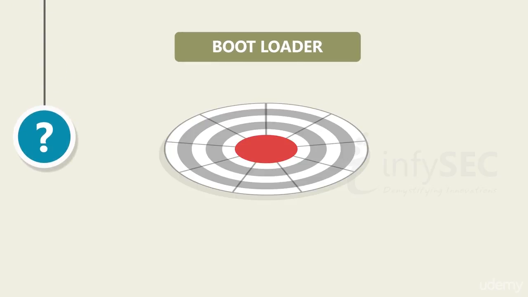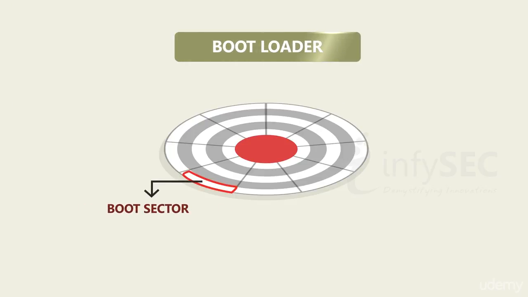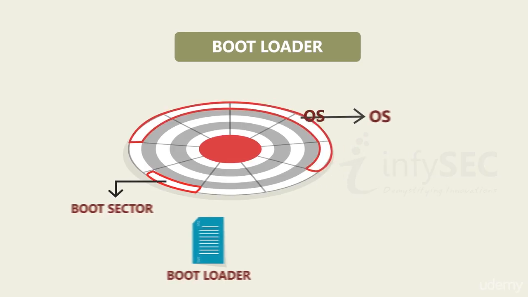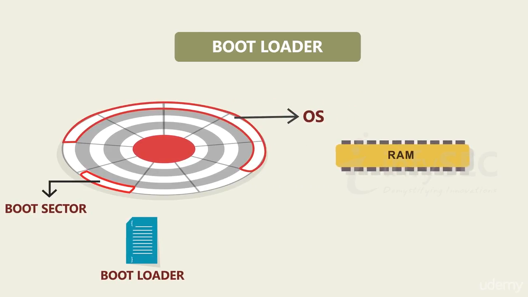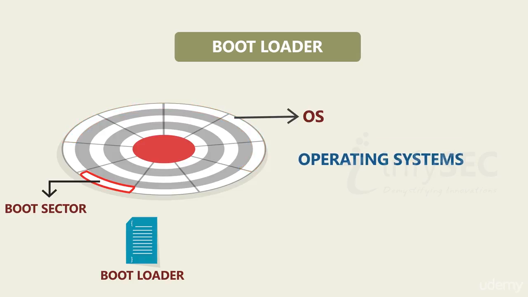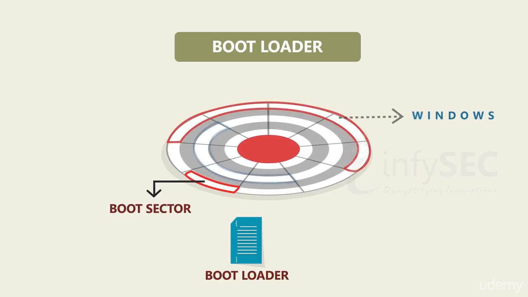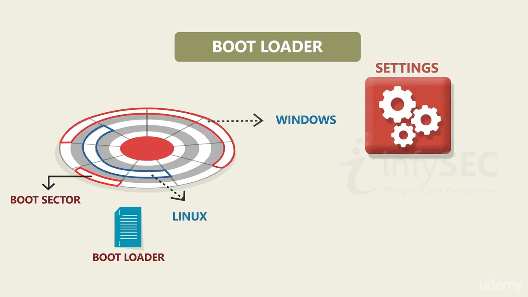What is a bootloader? The bootloader is a piece of code that loads the operating system, or OS, from the hard disk drive onto the RAM. There are many kinds of operating systems available in the market, including Windows, Macintosh, and Unix or Linux. A system can hold more than one OS. The bootloader loads the OS available on the system from the boot sector of the HDD, and the settings pertaining to this can be changed by pressing F2 or F10.